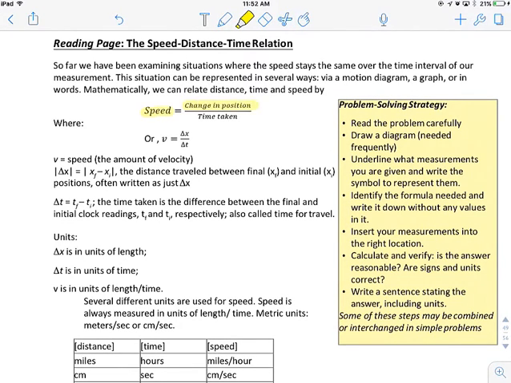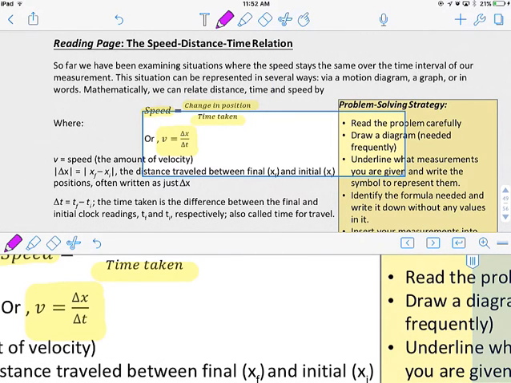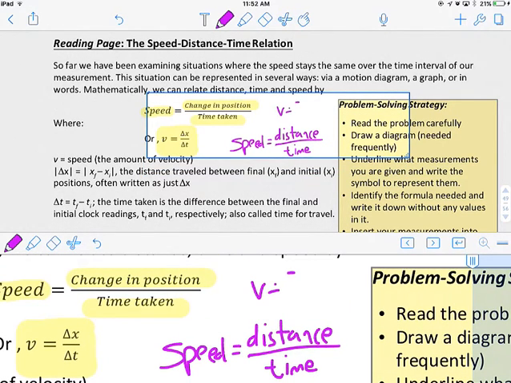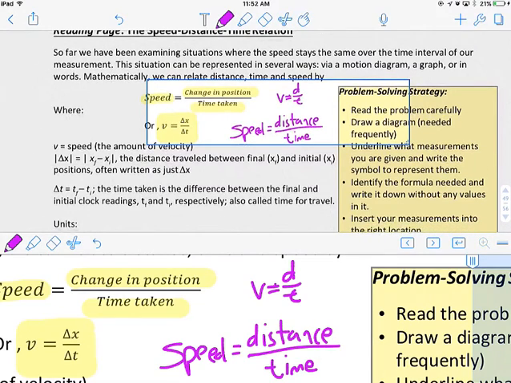Speed is the change in position over the time taken, and we can write it with just letters like that. Sometimes when we write this equation, we write it like this, where we write speed equals distance over time, another way you would see it. Then we could write V equals D over T. In fact, you may have even seen V equals D over T in math class.